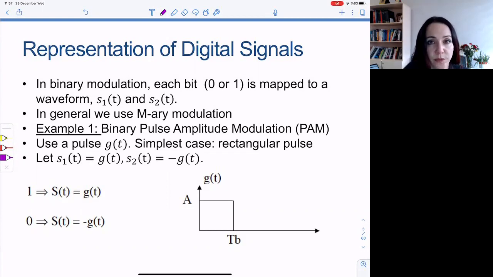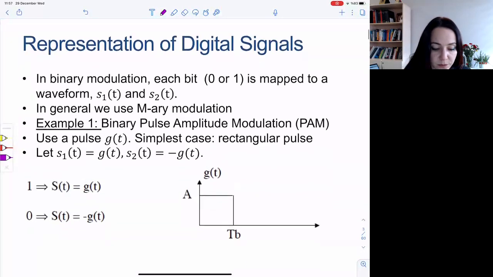One example that we will discuss first is pulse amplitude modulation, modulating the amplitude of a pulse. Okay, binary pulse amplitude modulation. So pick any possible pulse g of t, okay? In the simplest case, you could consider the rectangular pulse example given here, g of t. It's just a rectangular pulse that is constant at a level A from 0 to Tb.